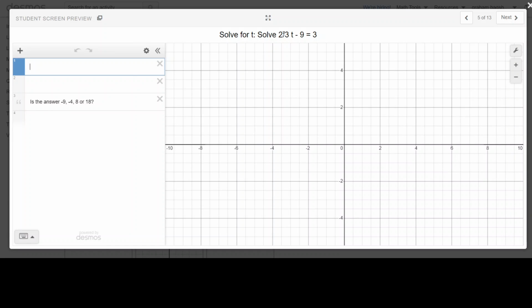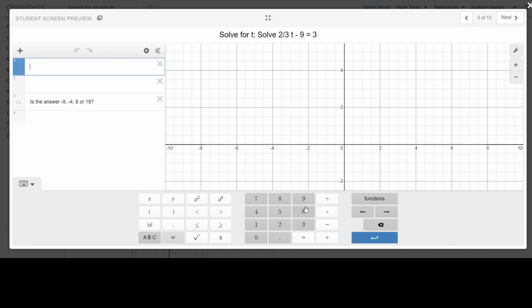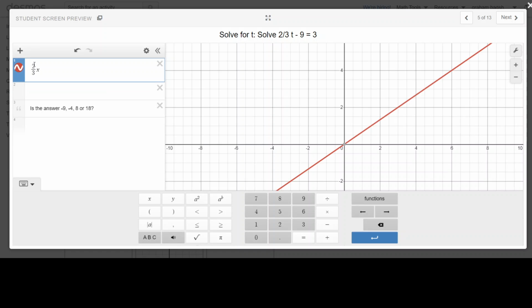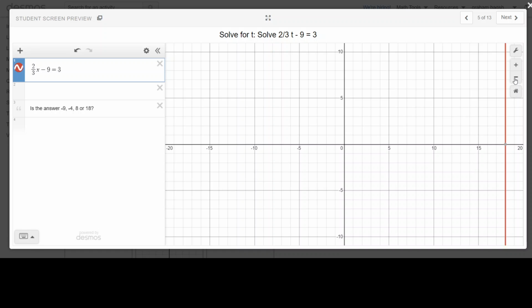This one here, when we've got our fractions, just remember that you want to push the divide button first. So there we go. I'm going to do 2 over 3. I'm going to push the right arrow. I'm not going to use t though. I'm going to use x, which I'm going to use for every question when I'm solving equations. And this time it doesn't look like there's an answer here. So sometimes we might just have to zoom out a little bit until we do see the answer. And this time you can clearly see that the answer is 18.